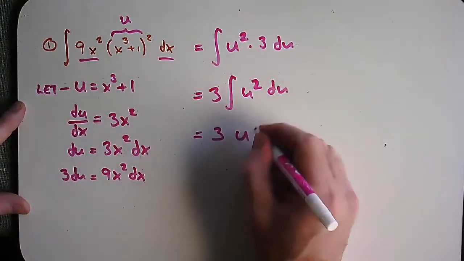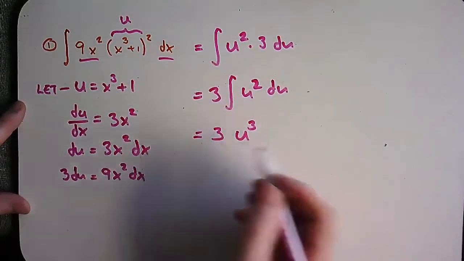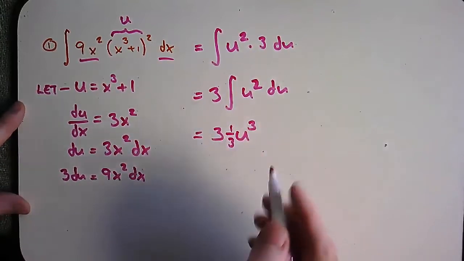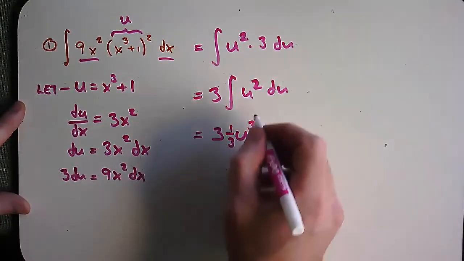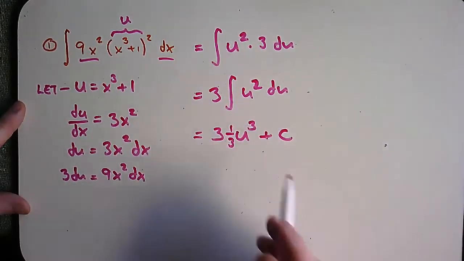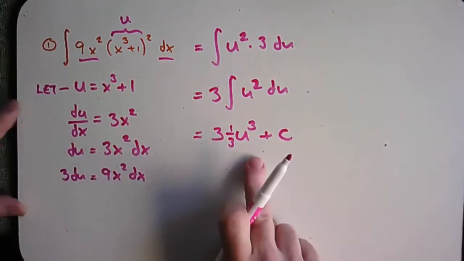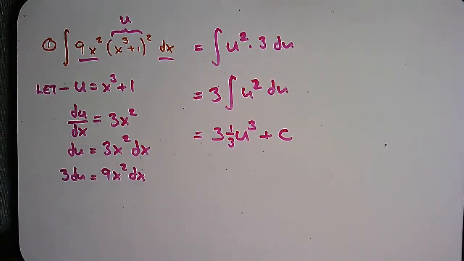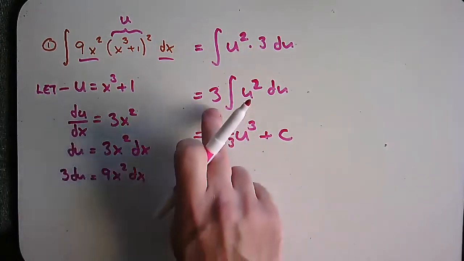Power of u is going to go from 2 to 3, and then we need a 1/3, right, to cancel when that 3 comes out in front. So 3 times 1/3 times u cubed plus c, right? Super important. We want to see that at this step. We don't want to see you put a c at the very end of the problem, just slap a c on it. We want to see that as soon as you've done your integral.